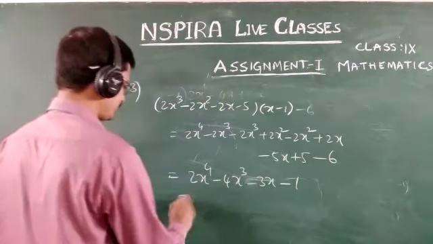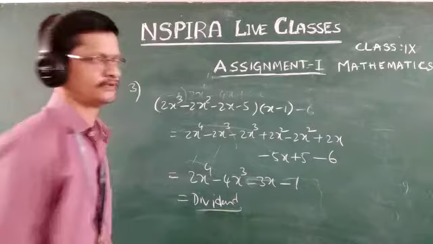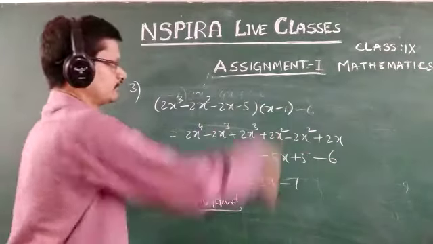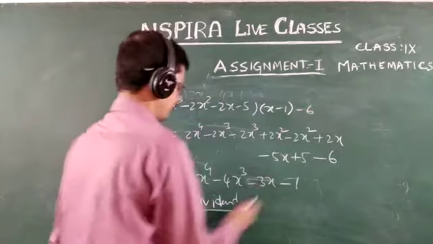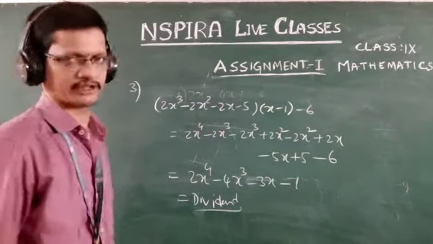This is the dividend only. See the question, the dividend. So the division process is correct. Dividend is equal to divisor into quotient plus remainder. We got the dividend only, so our division process is correct. That is the checking.